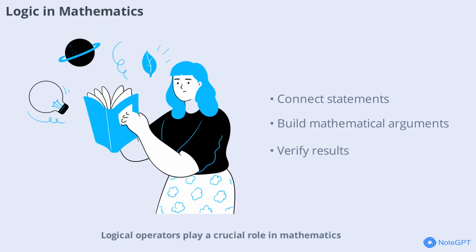Logical operators play a crucial role in mathematics, especially in proofs and problem solving. Mathematicians use AND, OR, and NOT to connect statements, build arguments, and verify results. Understanding logical operators helps you follow mathematical reasoning and construct your own proofs with confidence.